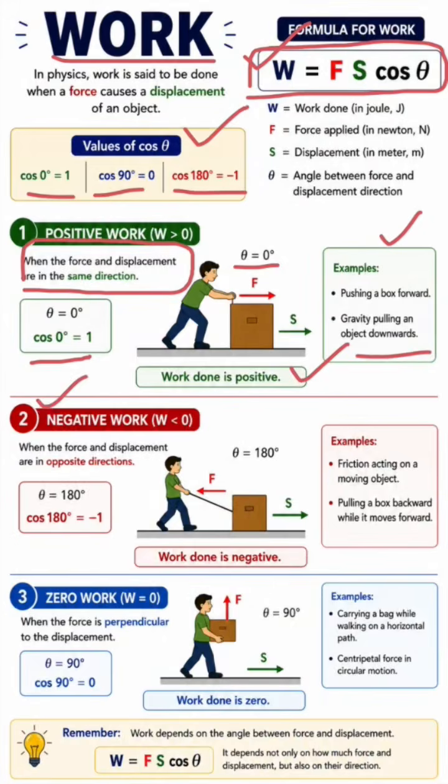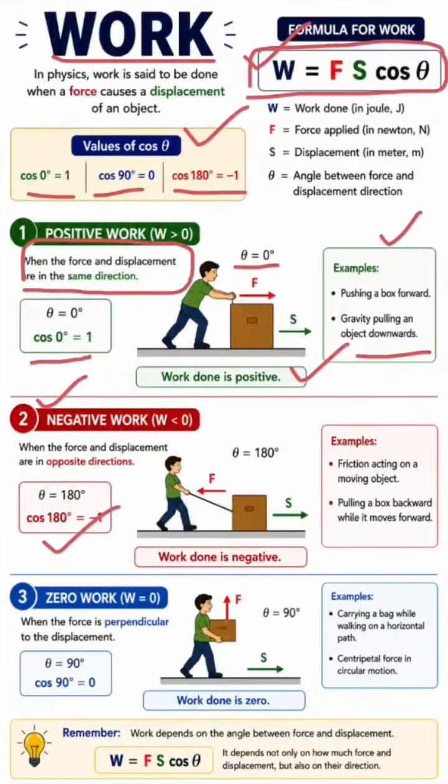Next, negative work. When the force and displacement are in opposite direction. Suppose the box is moving forward but the friction acts backward. So here force and displacement both are in opposite direction. So the theta is 180 degree and cos theta is minus 1. This is an example of negative work. Friction acting on a moving object and pulling a box backward while it moves forward.